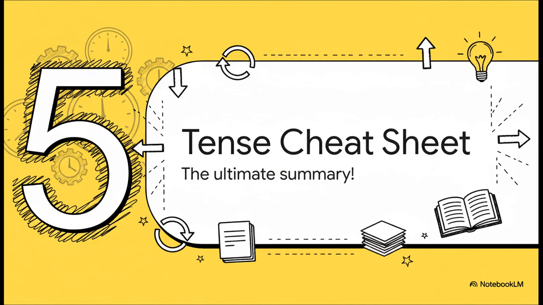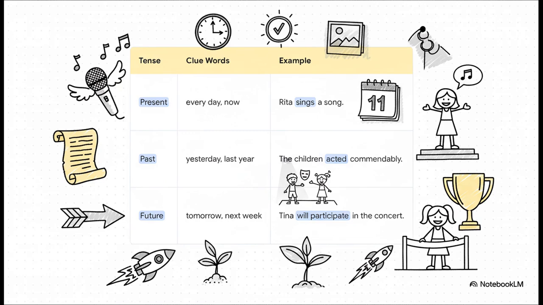That was awesome. And to make sure you remember all of this cool time-traveling stuff, I've got the ultimate summary for you. It's your very own tense cheat sheet. So let's do a super quick review. For the present, you're looking for words like every day or now, and the example is Rita sings a song. For the past, your clues are words like yesterday or last year, and you can remember the children acted commendably. And for the future, just look for tomorrow or next week, and think Tina will participate. Keep this in mind, and you'll be a tense master in no time.